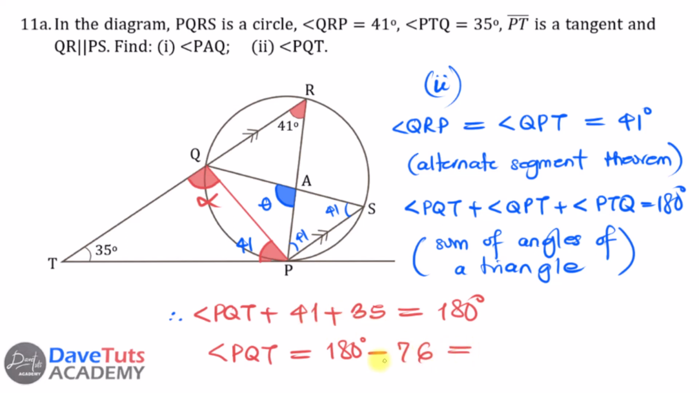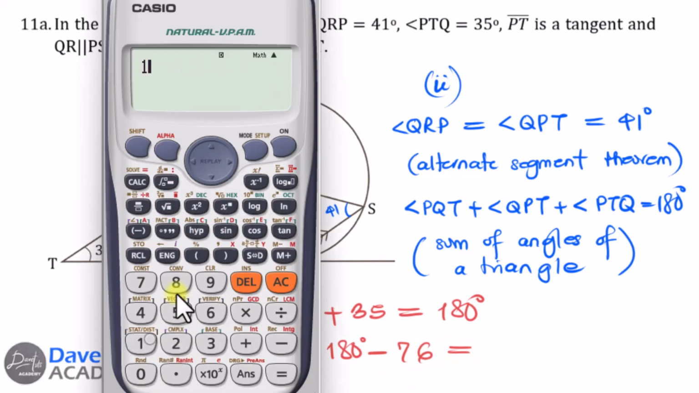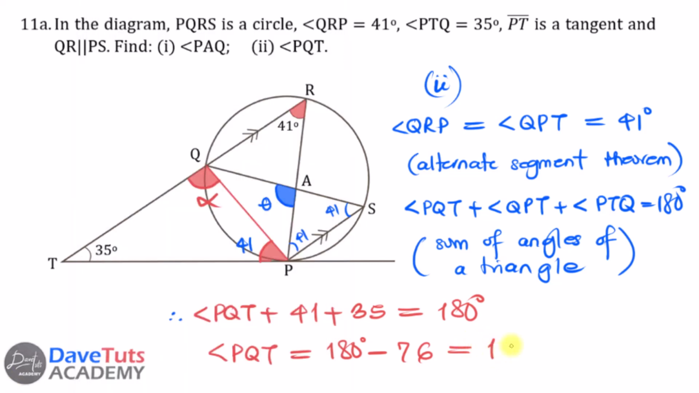So we have this as 180 minus 76. What's that going to give us? That is 104. So this is nothing but 104 degrees. And as beautiful as it gets, that is just the solution.